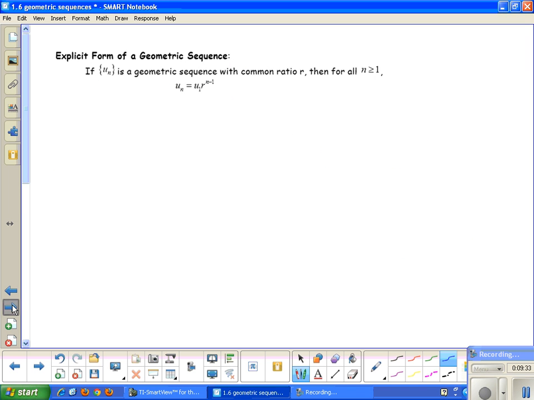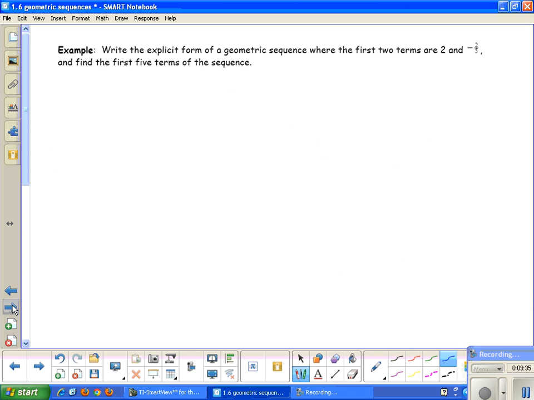So we already talked about the geometric sequence, so I'm going to skip over that. Write the explicit form of a geometric sequence where the first 2 terms are 2 and -2/5, and find the first 5 terms of the sequence. So for this one, we know right now that we have 2 and negative 2/5. And it's told us that, again, it's a geometric sequence. So first things first, I have to find my common ratio.